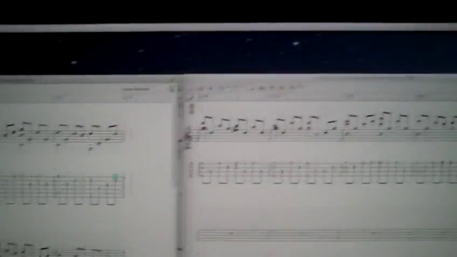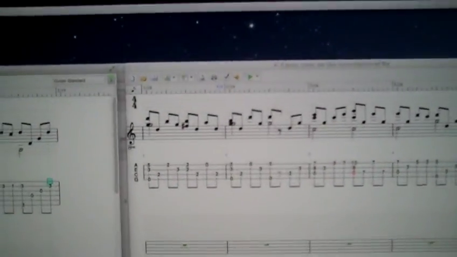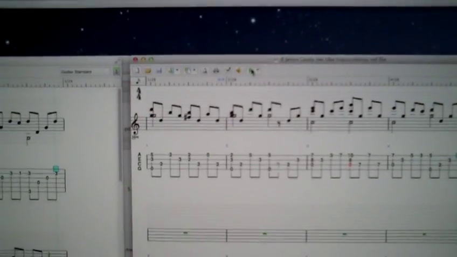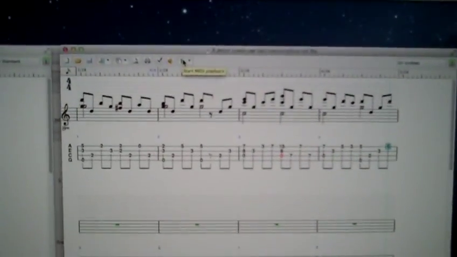All right, now then, I tab that out using this system, and here's what it looks like played by TablEdit for the ukulele.